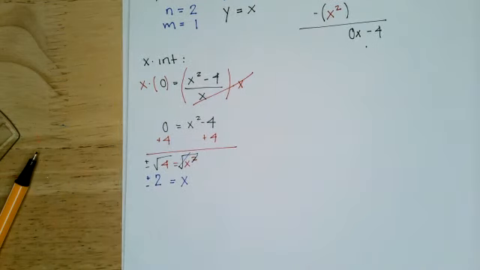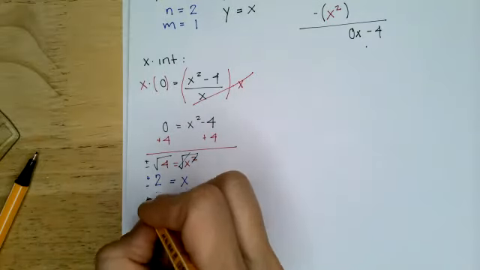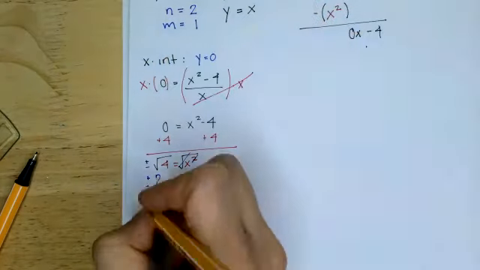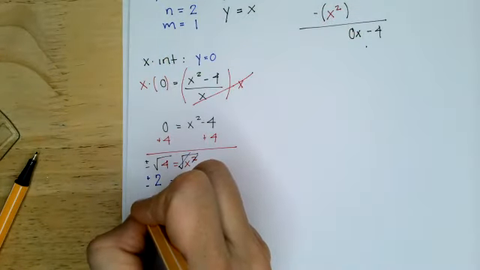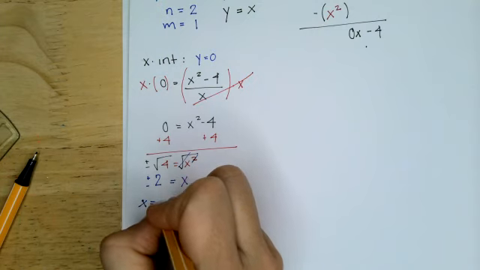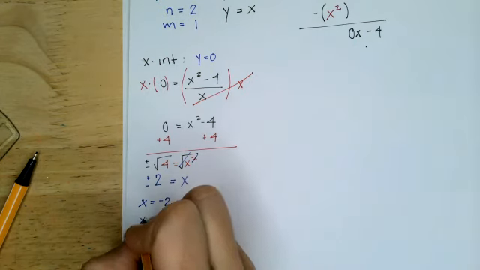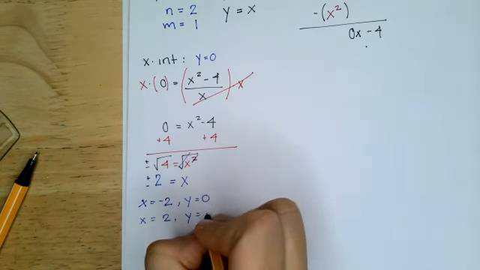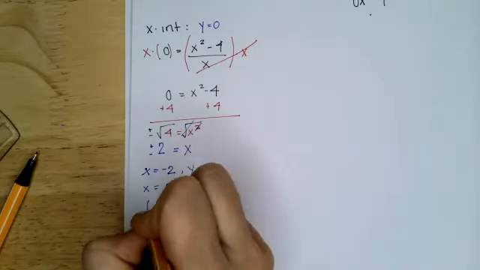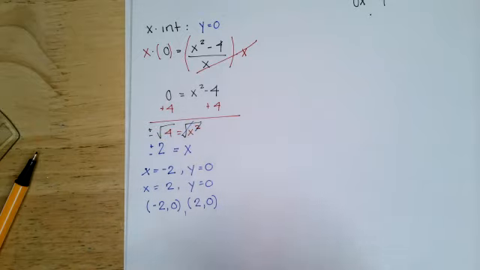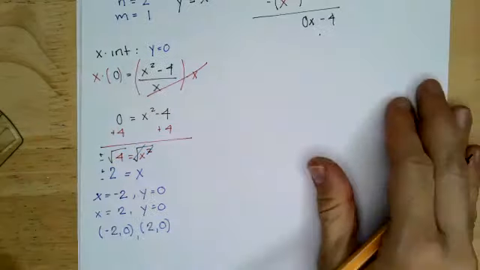So you have 2 x-intercepts. When y is 0, x is going to equal negative 2 and positive 2. When y is 0, right? So x-intercept means y was 0, sorry. So that means we have x is negative 2, y is 0 and x is 2, y is 0. Those points are negative 2, 0 and 2, 0. Good.